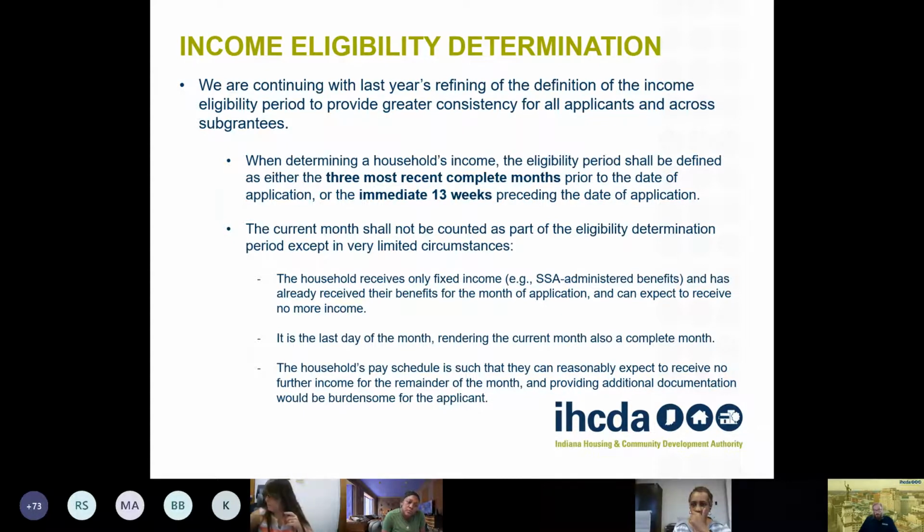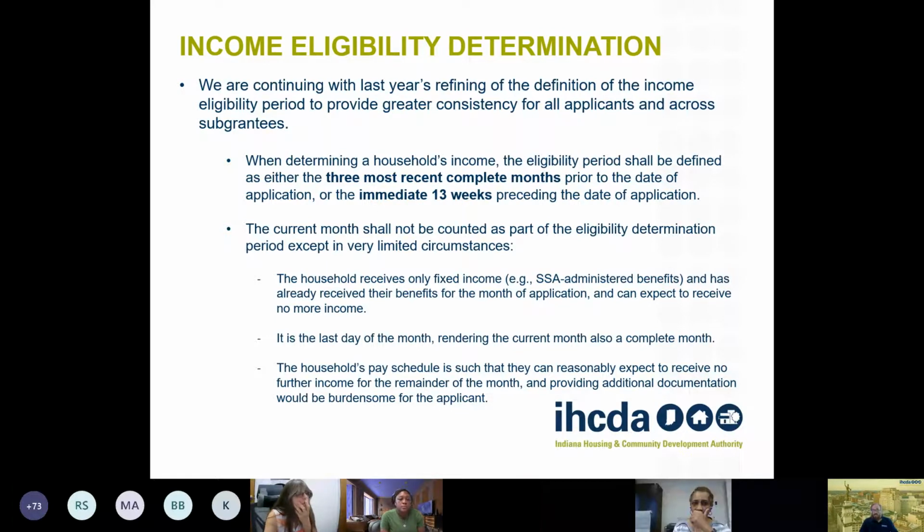This definition does exclude the current month of application as part of the eligibility determination, except in very narrow and limited circumstances. Those circumstances are listed here. Namely, the household receives only fixed income, such as Social Security Administration administered benefits, and they have already received their benefits for the month of the application, and they do not expect to receive any more income.